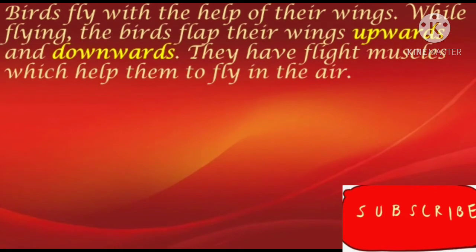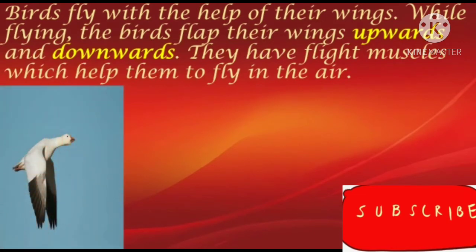Birds fly with the help of their wings, isn't it? While flying, the bird flaps its wings. Flap means moving. So the wings move upwards and downwards. Can they move the wings in a circle shape? No, they cannot move in a circle shape. They have to move the wings either upwards or downwards. That is called flapping.